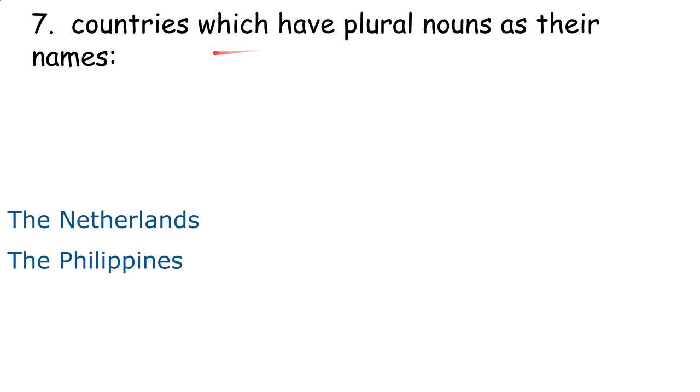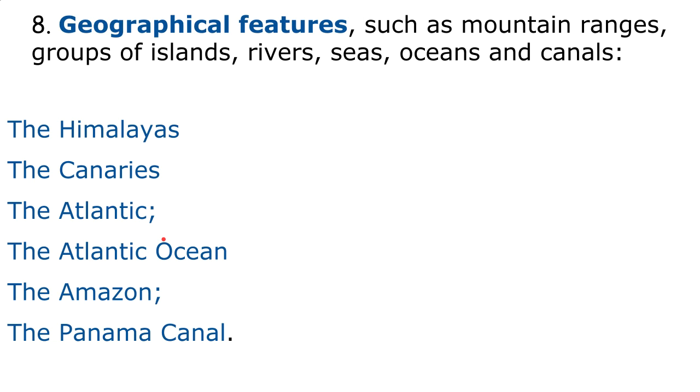Number seven, countries which have plural nouns as their names. For example, the Netherlands, the Philippines, plural nouns. Number eight, geographical features such as mountain ranges, groups of islands, rivers, seas, oceans, and canals. These are our geographical features. For example, the Himalayas, the Canaries, the Atlantic, the Atlantic Ocean, the Amazon, the Panama Canal, right?